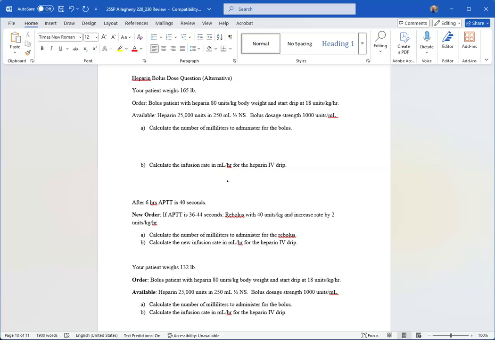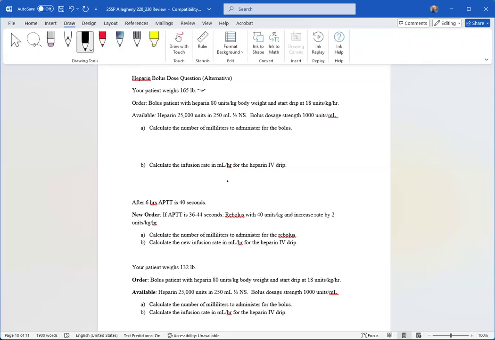So it says to calculate the number of milliliters to administer for the bolus. I have a 165-pound patient, so I'm going to go ahead and convert that to kilograms. And if I can find my calculator. All right, so 165 divided by 2.2, and then I get a nice round, even 75 kilograms.